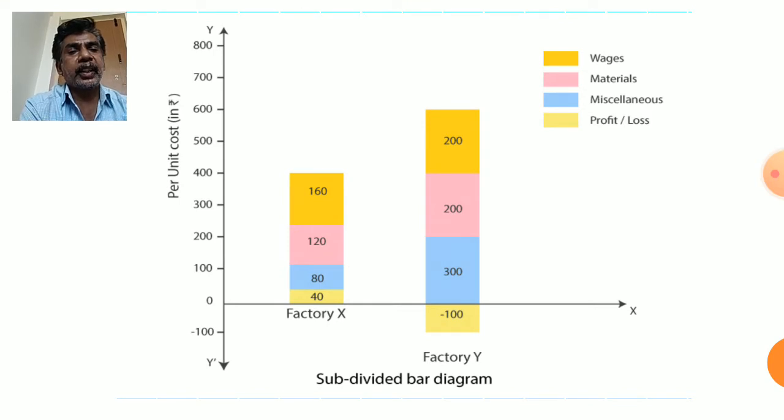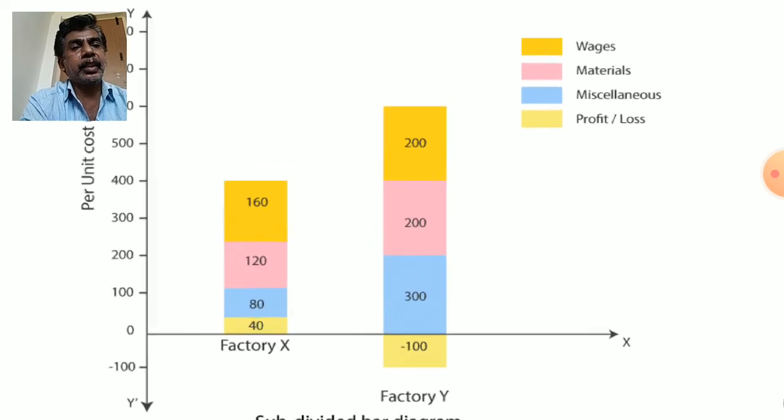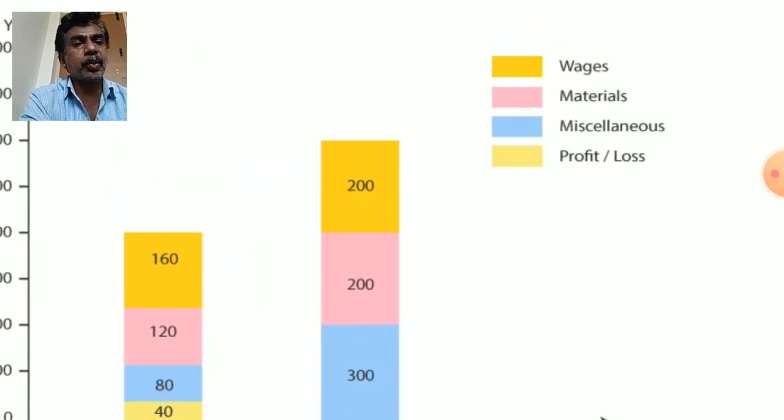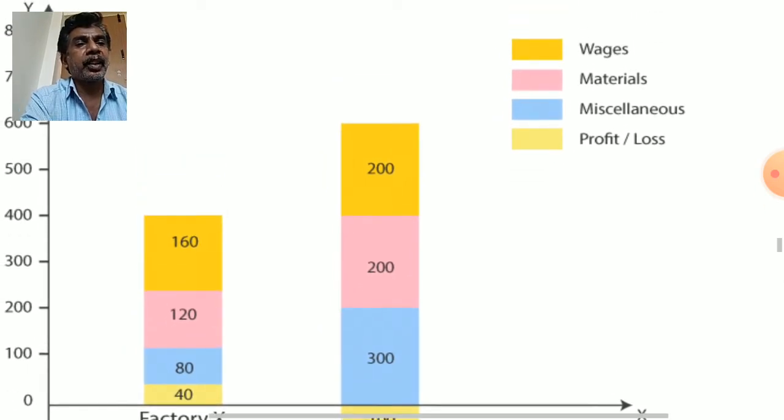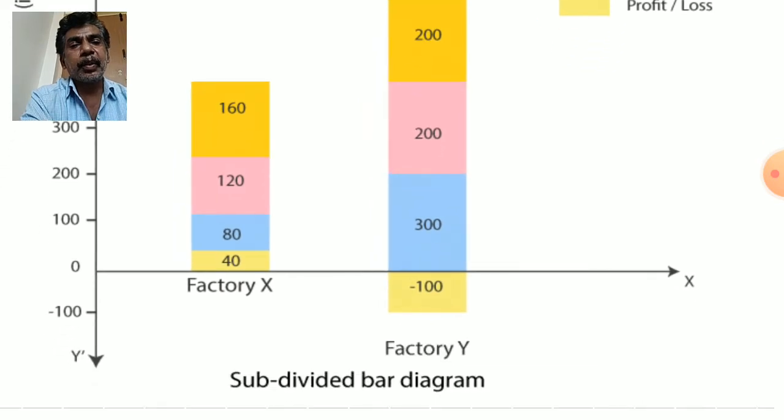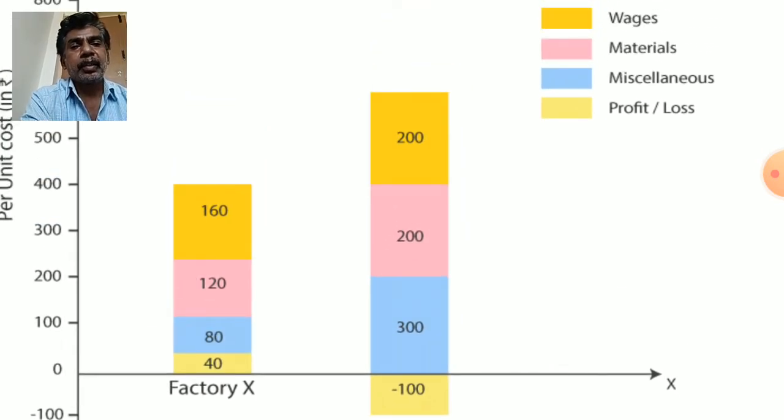So factory x, factory y on the x-axis and y-axis, per unit cost we have been showing. Here, on the factory x, how much sales, different items like wages, materials, miscellaneous, total expenditures are given, or total cost is there. So in that, how much profit or loss. So 40 is the profit, and 80, 120, 160 total wages, and total material 120, and miscellaneous 80. So therefore total sales minus cost is equal to profit, or else cost plus profit is equal to sales.